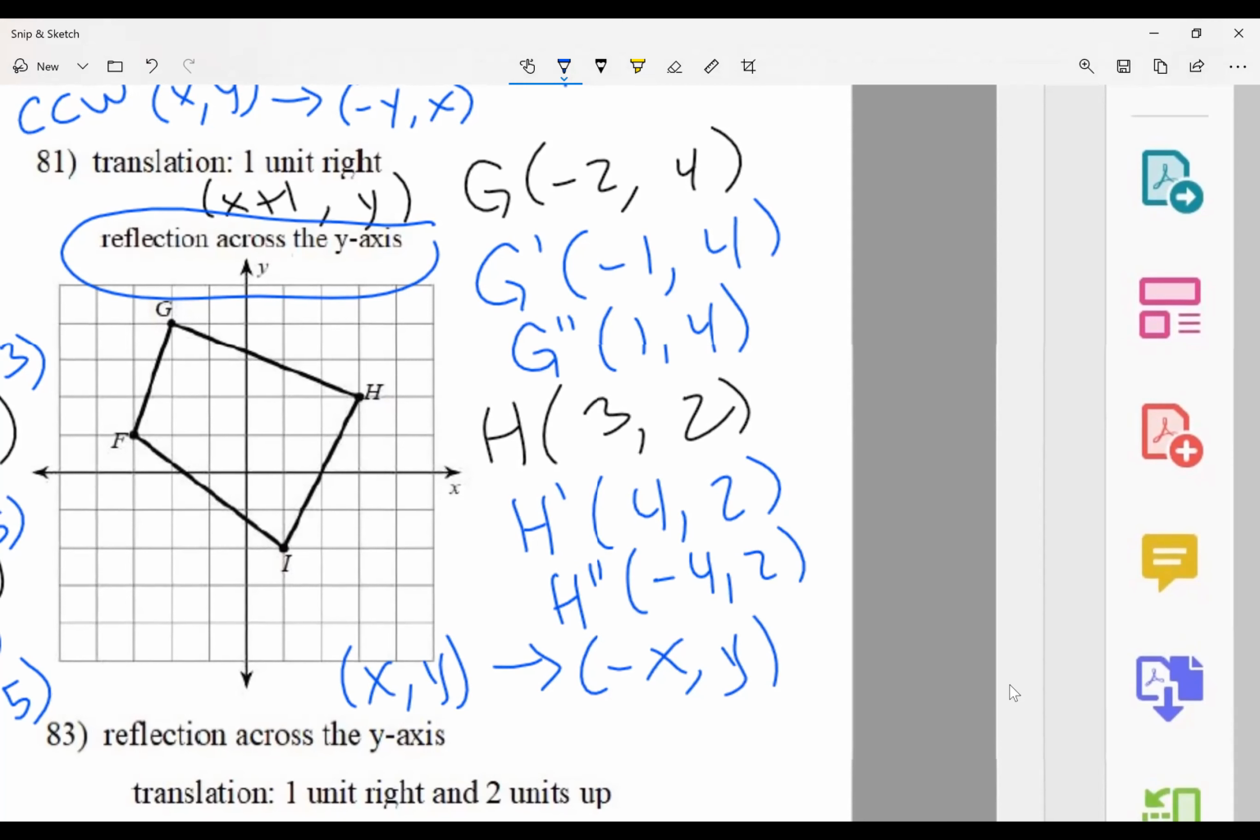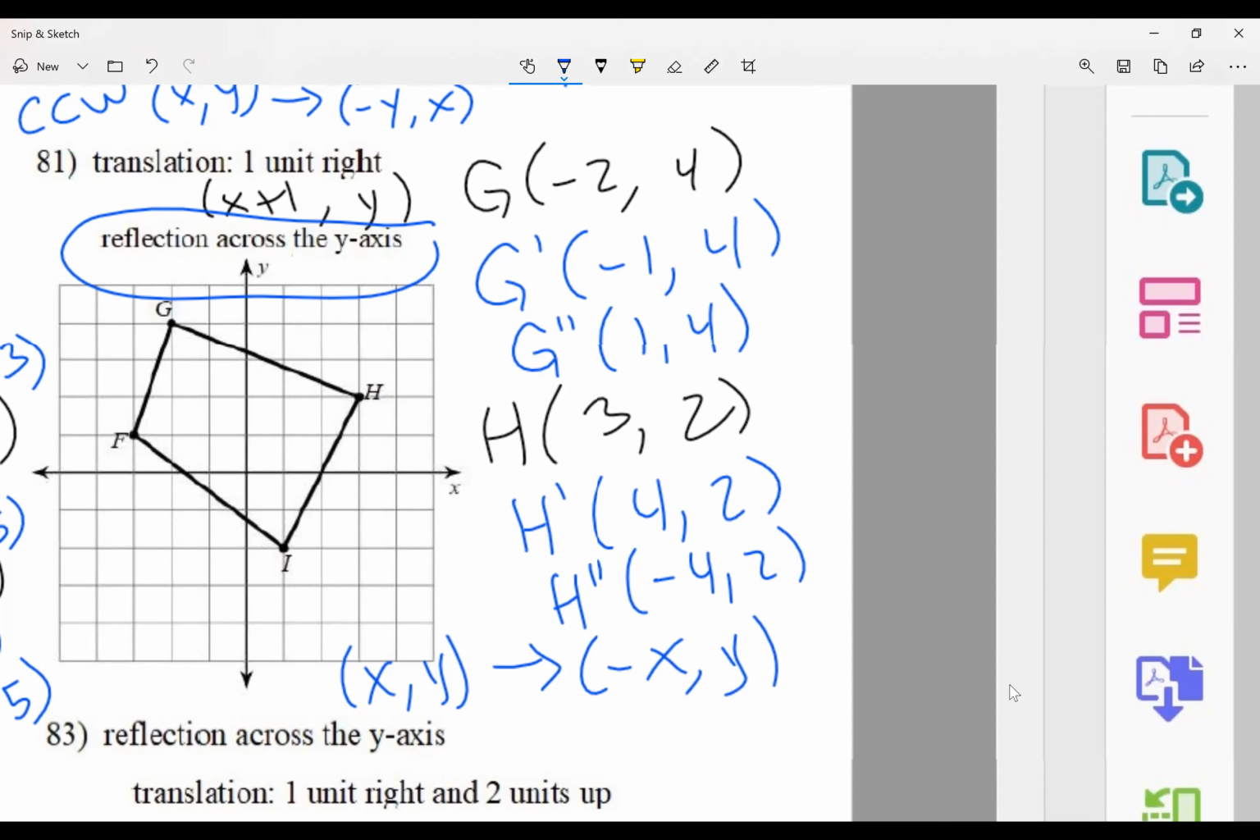Now, there's one thing. There's no such thing as a -0. So if it was a 0 to begin with, leave it as a 0. Right? There's no such thing as a -0. I did points G and H. We could do I and F. If this was on paper, and I ask you to graph the image, basically you have to do all corners and then just connect the points.